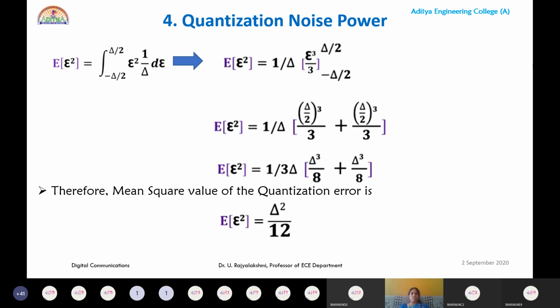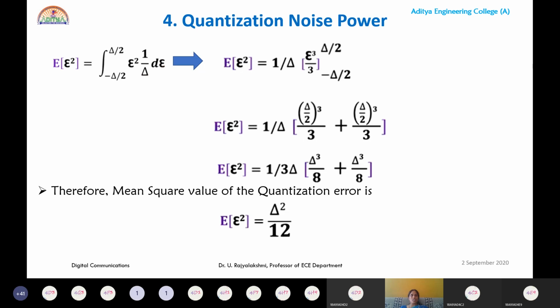Now observe the third step. It is equal to 1 by 3 delta, because we take 3 outside the brackets. So you will get 1 by 3 delta in the denominator into delta cube by 8 plus delta cube by 8. So within the brackets, the summation will be 2 delta cube by 8, so it will be delta cube by 4. We have delta cube in the numerator and delta in the denominator, so you will get delta square in the numerator and 4 into 3 you will get 12.